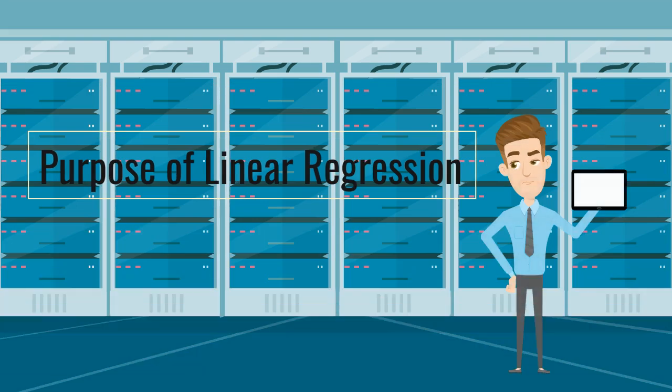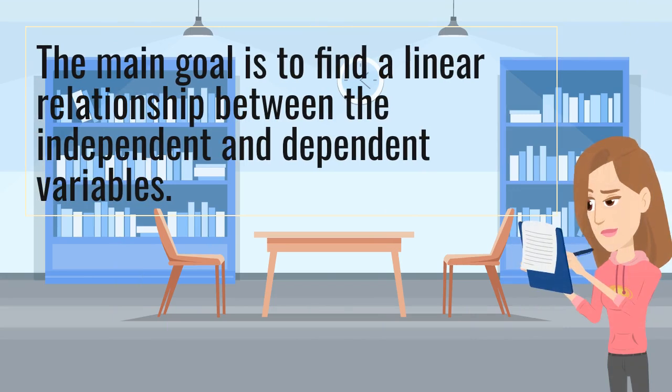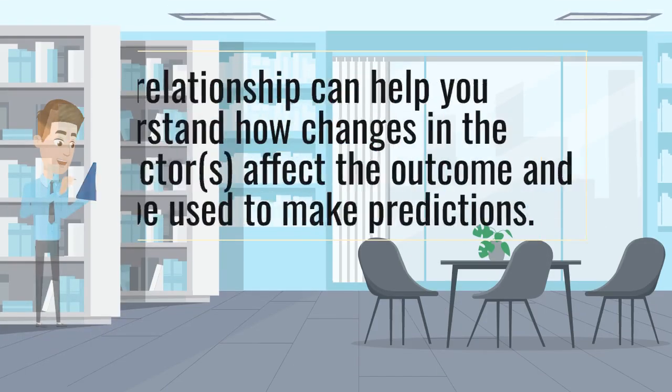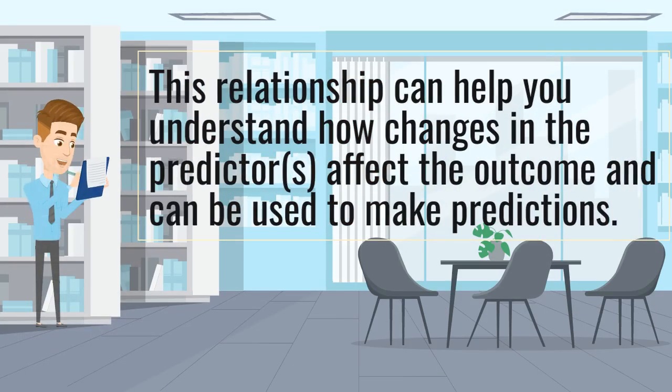Purpose of linear regression. The main goal is to find a linear relationship between the independent and dependent variables. This relationship can help you understand how changes in the predictors affect the outcome and can be used to make predictions.